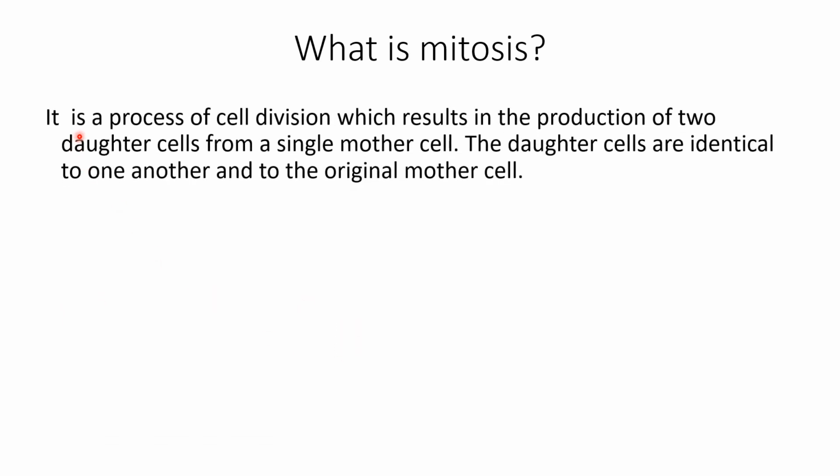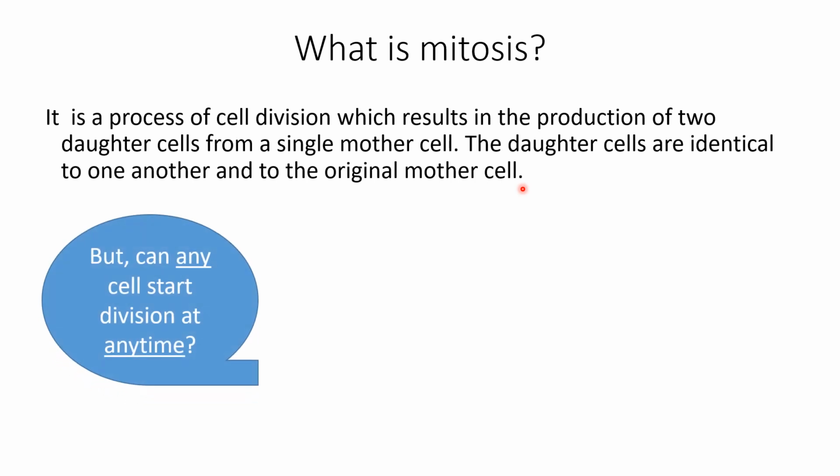Mitosis is the process of cell division which results in the production of two daughter cells from a single mother cell. And as you know, the daughter cells are identical to one another and to the original mother cell. But can any cell start division at any time?